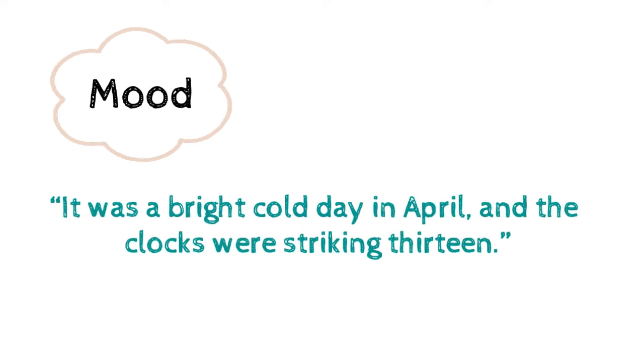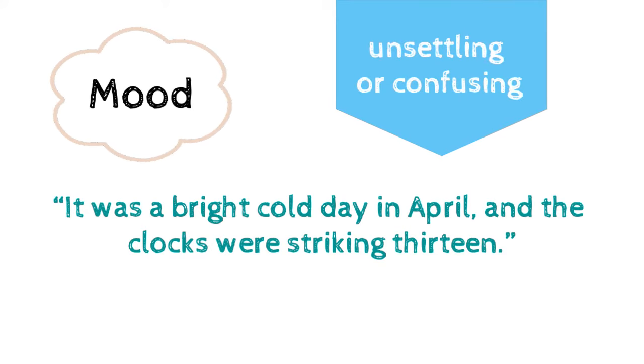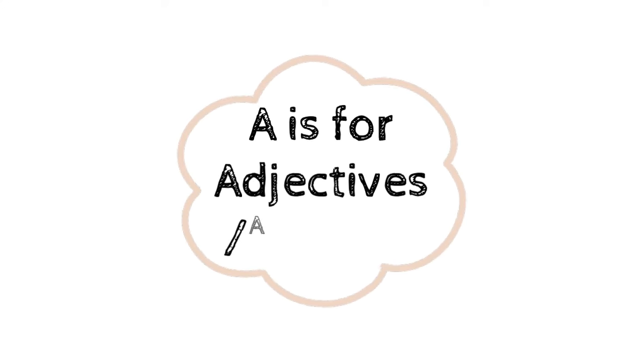Take a look at this example from the opening of 1984 by George Orwell. "It was a bright, cold day in April, and the clocks were striking 13." We might describe the mood of this sentence as unsettling or confusing. This is specifically created by the detail of the clock striking 13, which jolts the reader because clocks should only strike 1 to 12.